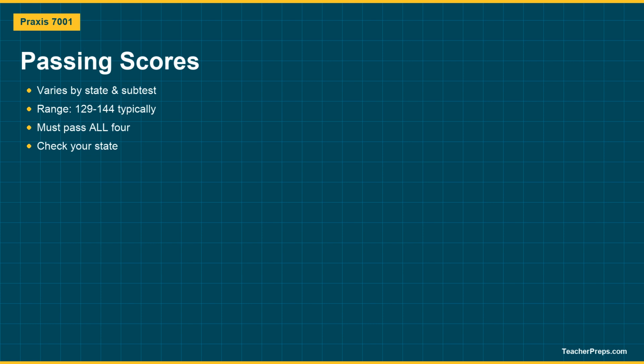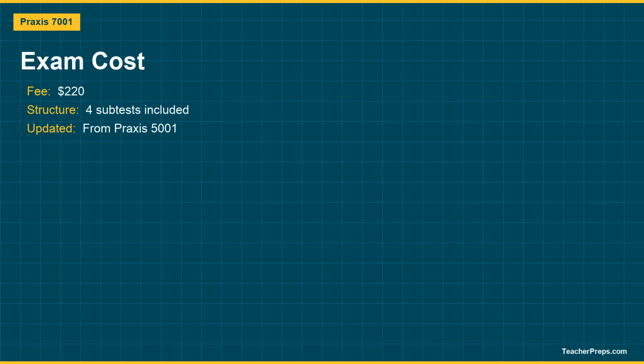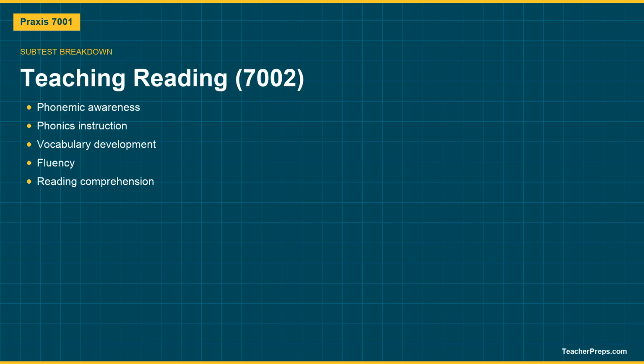Let's break down each subtest. Teaching reading, code 7002, is the largest section with 80 questions in 110 minutes. It covers the 5 key elements of reading instruction: phonemic awareness, phonics, vocabulary, fluency, and comprehension. Mathematics, code 7003, has 40 questions in 55 minutes. Topics include number operations, fractions, decimals, geometry, measurement, and algebraic thinking.